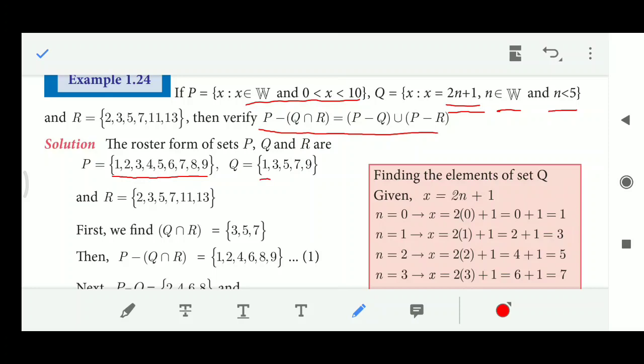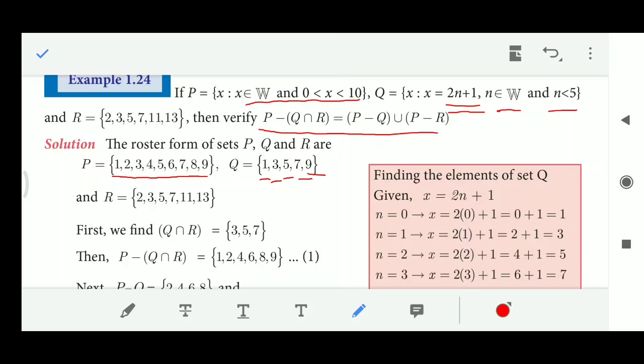If you substitute 0, you will get 1. Then for n is equal to 1, you will get 3. For 2, you will get 5. For 3, you will get 7. And for 4, you will get 9. So the elements are 1, 3, 5, 7 and 9. Then R is in the roster form itself.